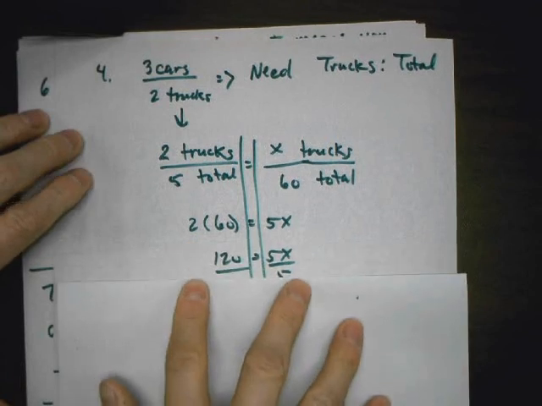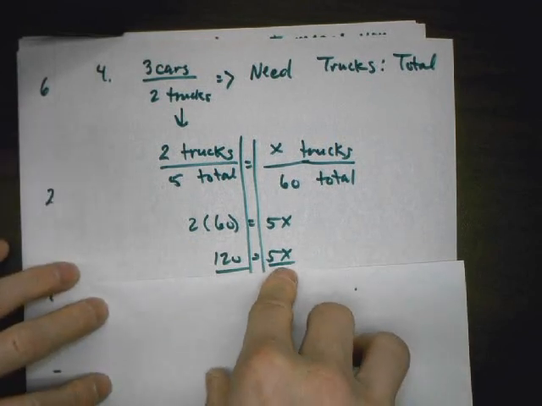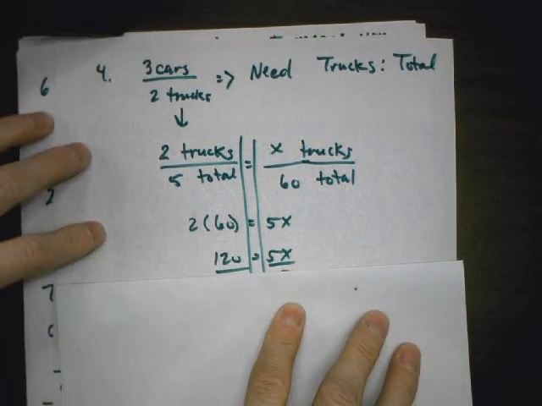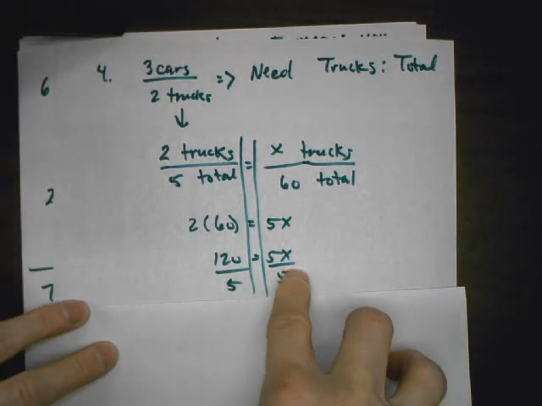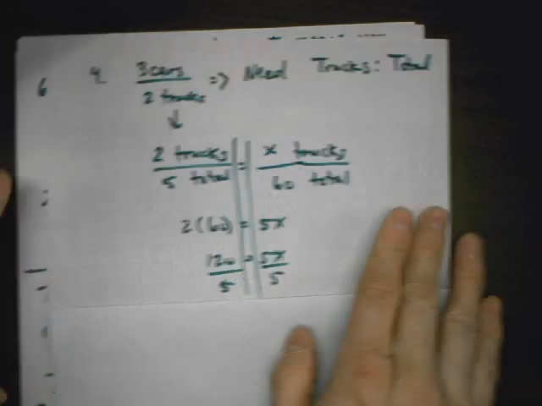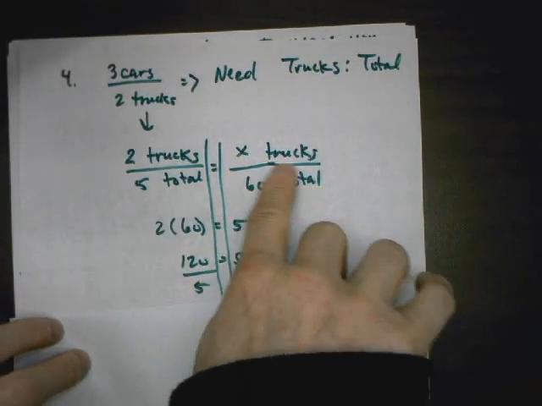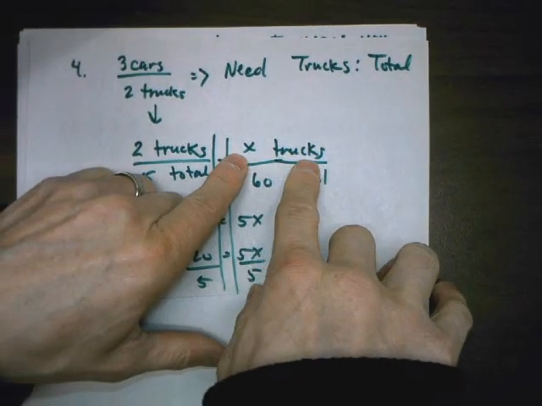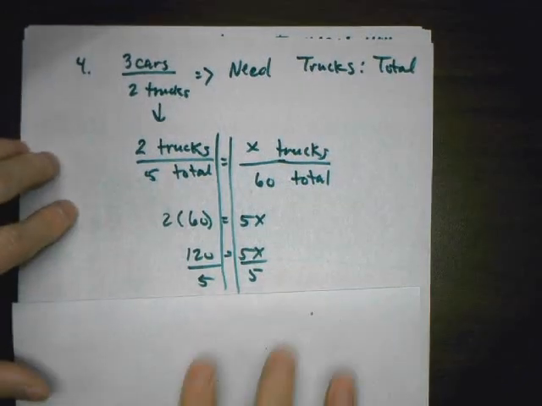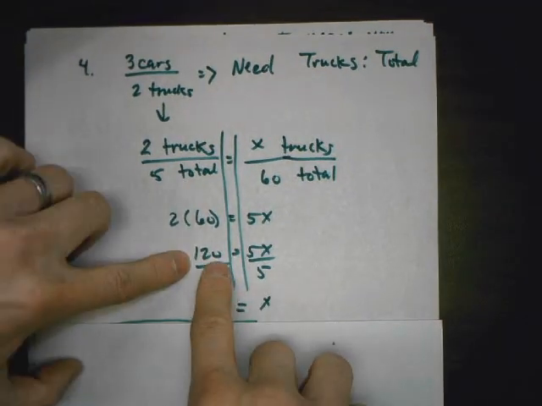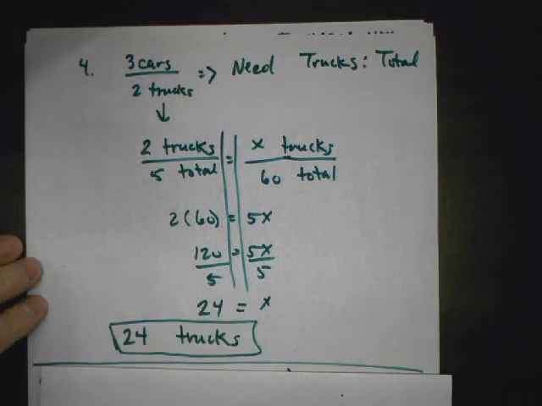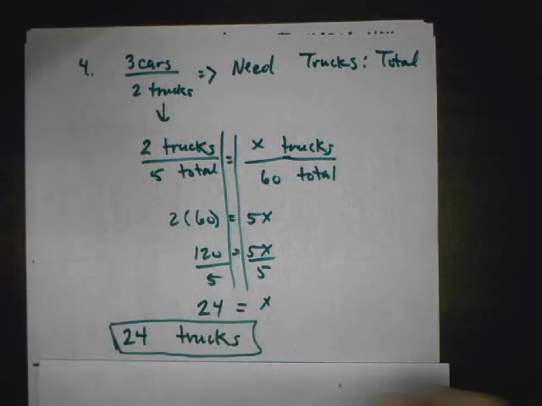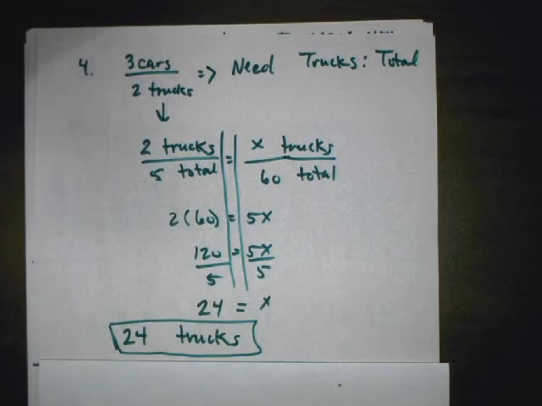Then I multiply 2 times 60 to get 120. And divide both sides by 5 to isolate this variable to get it so it just says x, because then we would know what x is, and x is the missing answer, right? We put a letter where something is missing, a variable, and then I go 120 divided by 5. Make sure you get 24, and the answer should have been 24. What? X stands for trucks, 24 trucks.